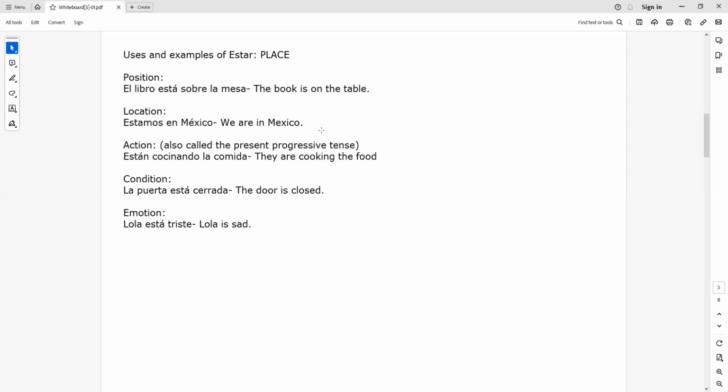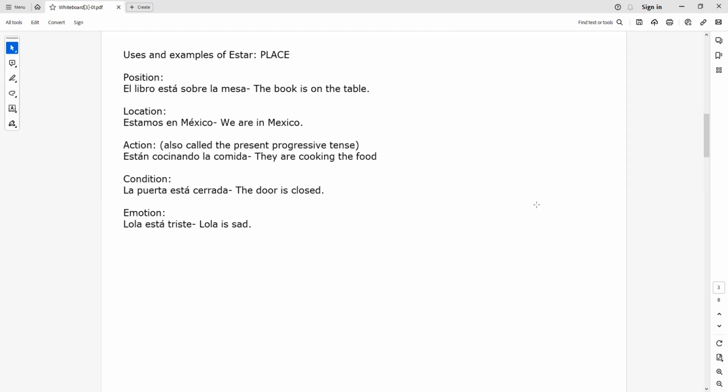Action, which can also fall under what we call the present progressive tense. It talks about something that you are doing. Están cocinando la comida. They are cooking the food. The condition of something: La puerta está cerrada. So the door is closed. And of course, for all emotions or feelings, we use estar. Lola está triste. Lola is sad.